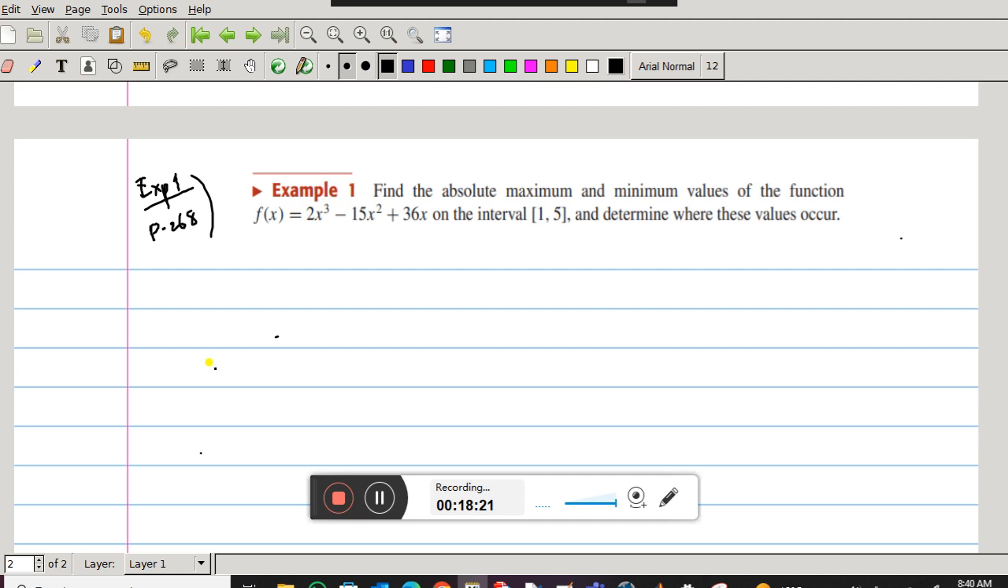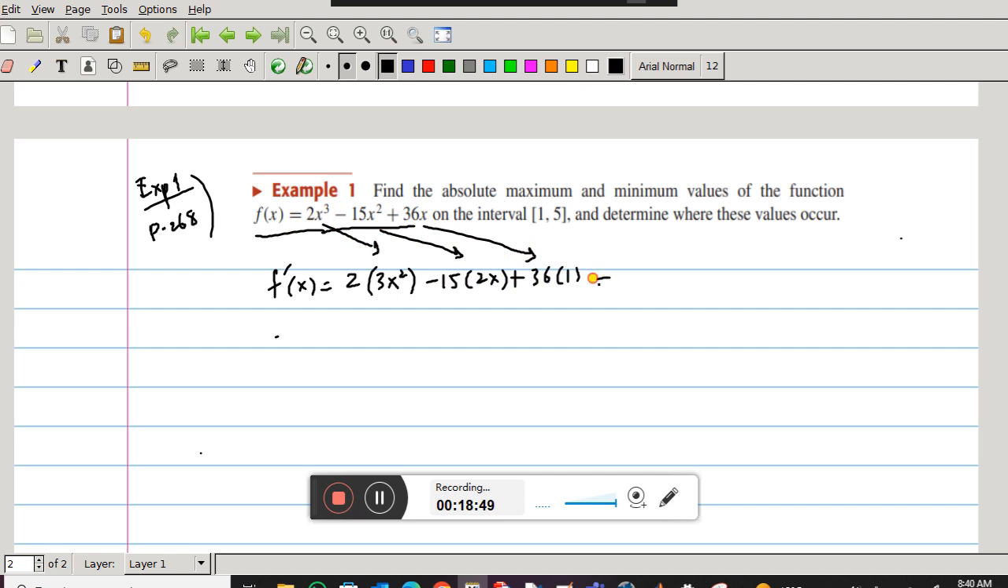What happened? So this is my function. First of all, for maxima minima, I need f prime, the first derivative, right? So the first derivative gives me 2 into 3x square minus 15 into 2x plus 36 into 1. Agree? No issues? The derivative of x cube is 3x square, of x square is 2x, and of x is 1. So this becomes 6x square minus 30x plus 36.